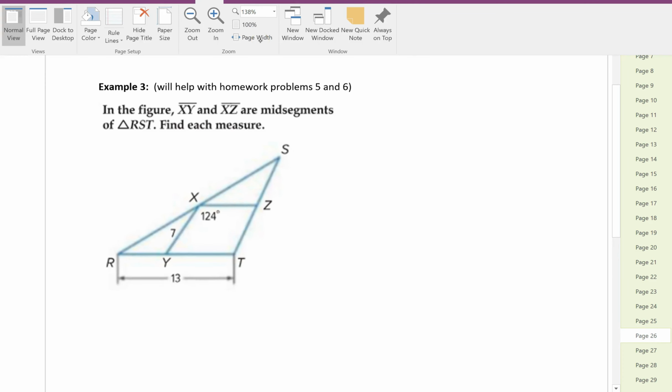All right. In the figure, XY and XZ are mid-segments of triangle RST. Okay, so triangle RST, big triangle, and it's saying that XY, this right here, is one of its mid-segments, and XZ is another of its mid-segments. Find each measure. So basically, it wants to figure out what ST is and what XZ is.